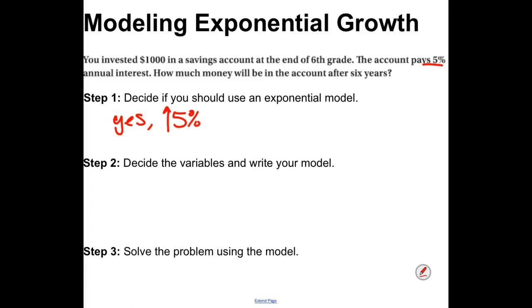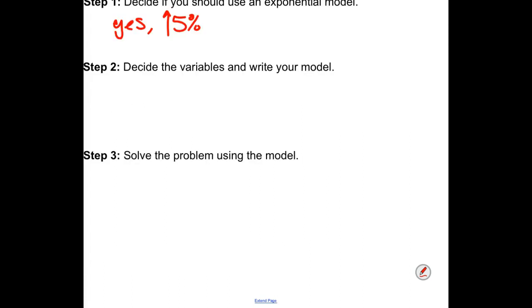We want to decide what our variables are, and we're going to write our model. So we can use X and Y. We can use A, capital A for final amount, and T for time. Doesn't matter to me. I'm going to go ahead and use A for final amount, and I'm going to use T for time. In this case, what kind of time frame are we looking at? I should say, what kind of unit for time are we looking at? Years. Years, yep.